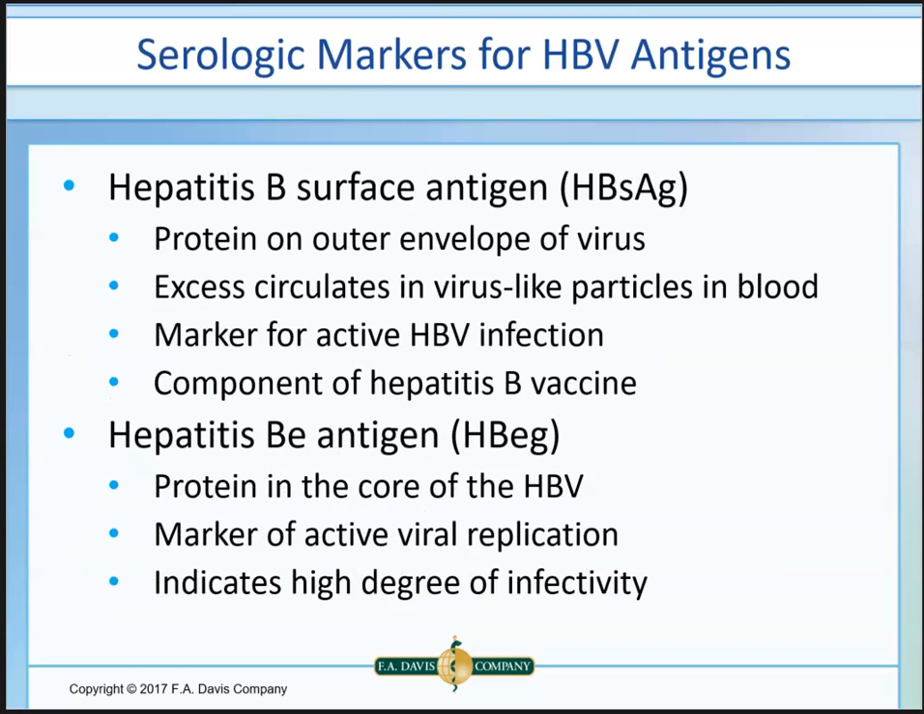Now, let's look at the serological markers for hepatitis B virus. There's HBsAg, little s, that's hepatitis B surface antigen. This is actually the outer envelope of the virus. That's why it's called surface. This circulates as virus-like particles in the blood. That's how we determine if you have an active infection. That is what we use in the hepatitis B vaccination. So you won't detect that if the person has gotten the vaccination, because it's recombinant, so it's not really pathogenic.